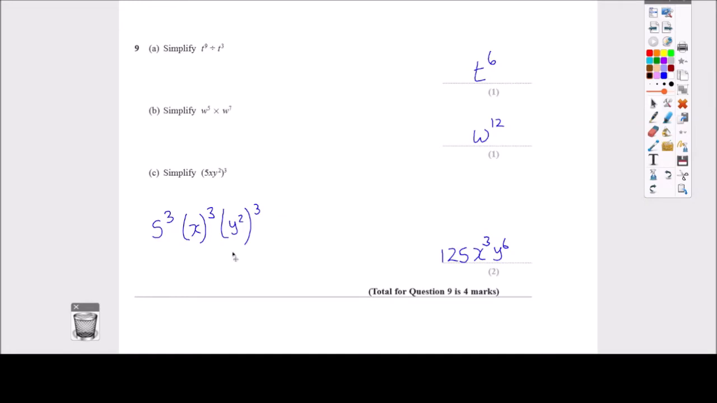Question 9. Now, the index laws: when we divide, we subtract the powers. 9 take away 3 is 6. When we multiply, we add the powers. 5 add 7 is 12. Now, for part C, just attach the cubing to each component. So we're going to cube the 5, we're going to cube the x, and we're going to cube the y squared. Now, 5 cubed is just 5 times 5 times 5, which is 125. X cubed is just x cubed. And when you've got a power inside and outside the bracket, you multiply them together. 2 threes are 6, so that's y to the power of 6.